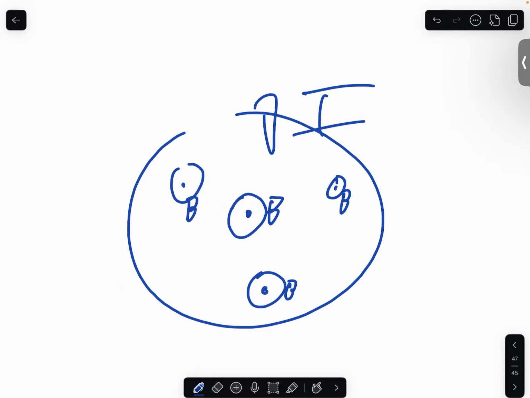Here's the first way first. Consider a little bit of current here. Which way would that current go?